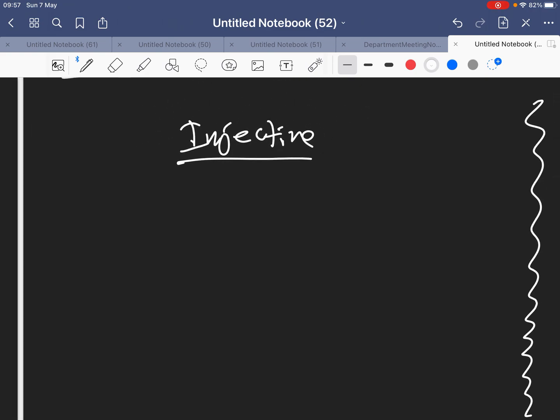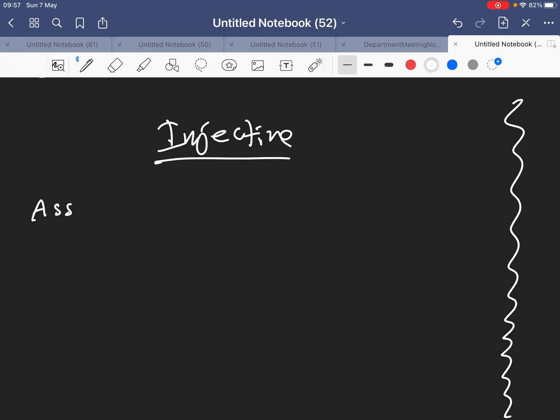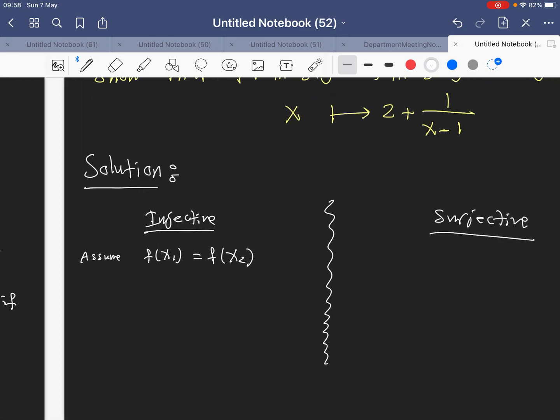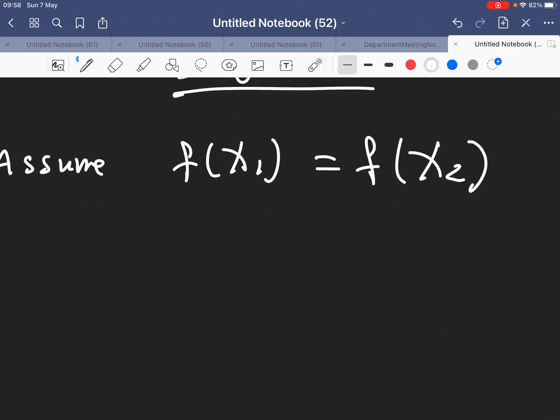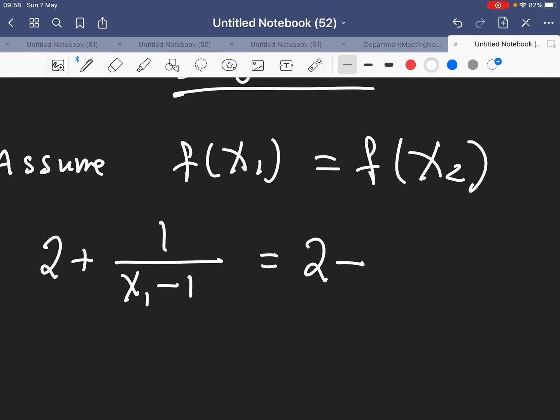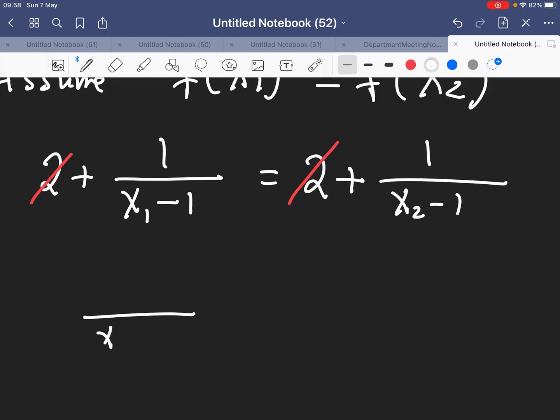So we need to show that the function is injective. As usual, we will assume f of x1 equals f of x2. Hopefully we'll do many steps and we will reach that x1 equals x2. Now what is f of x1? f of x1 is 2 plus 1 over x1 minus 1, equal to 2 plus 1 over x2 minus 1. Of course, the first thing I noticed is the 2 gets cancelled. So you will get 1 over x1 minus 1 equal 1 over x2 minus 1.